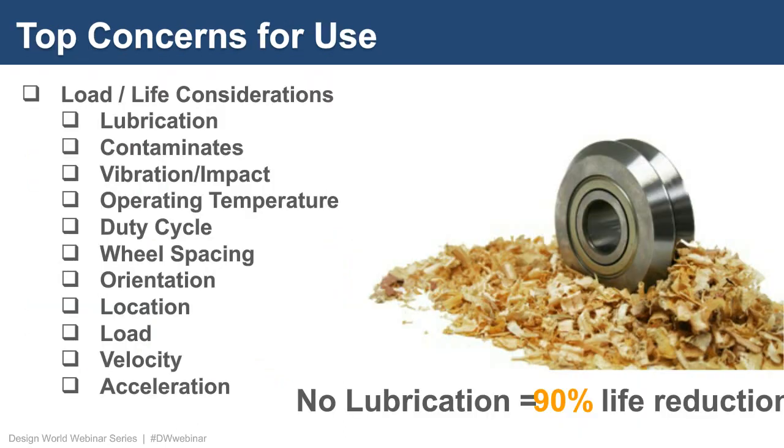So if you're considering using V-groove guide wheels for a linear guide application, you might want to be concerned with the load and the life considerations. The load is how much weight this bearing can handle, and the life is how long it is going to last. The number one important thing that you need to worry about is lubrication. We always recommend lubrication. You can run a bearing on a linear rail without lubrication, but it results in approximately 90% reduction in service life. So it's critically important to lubricate that product.